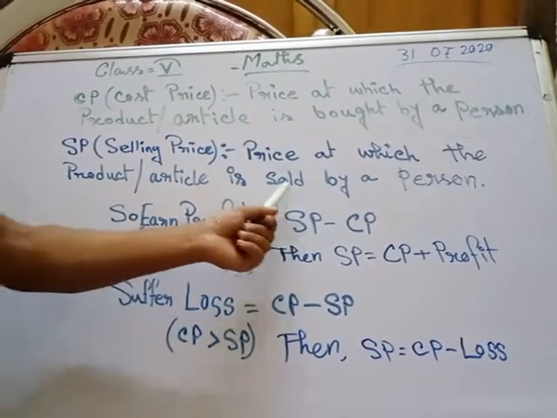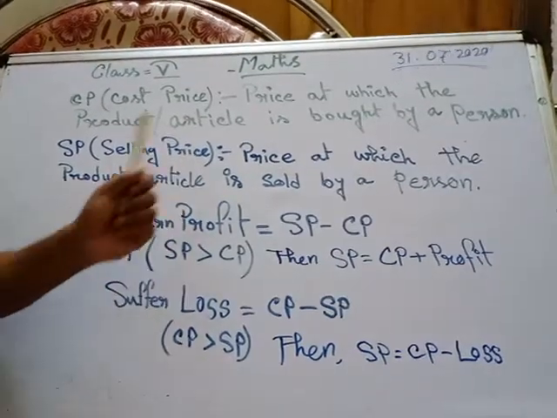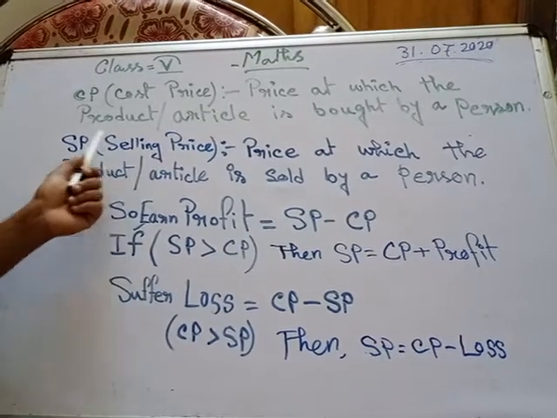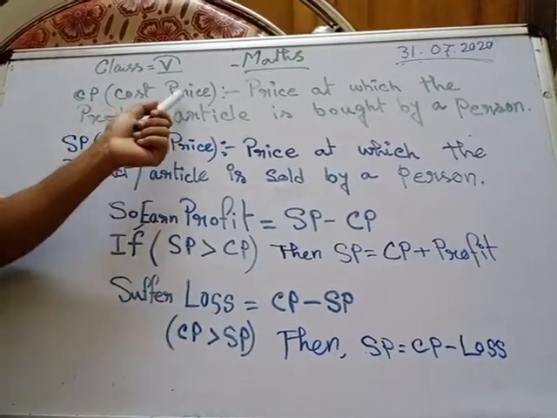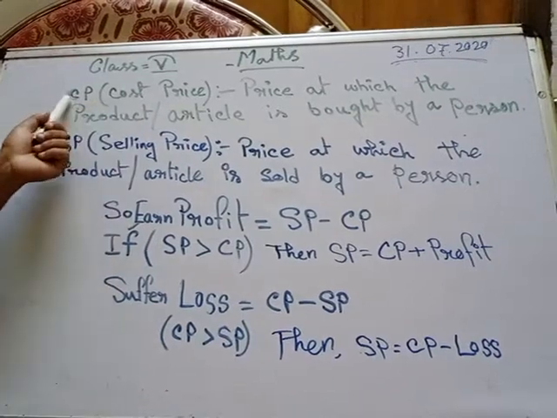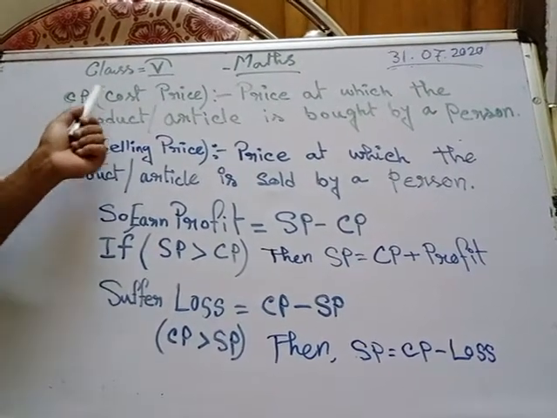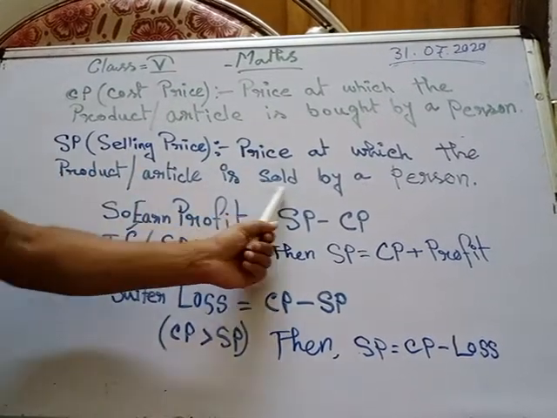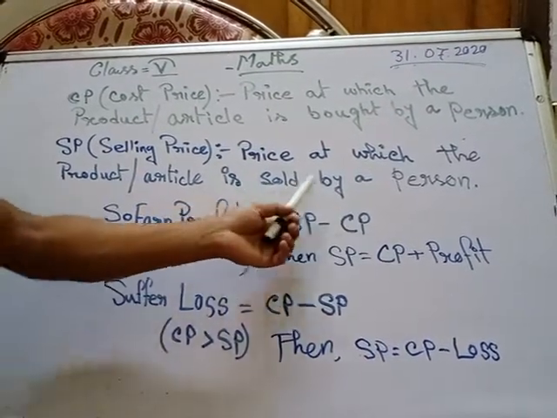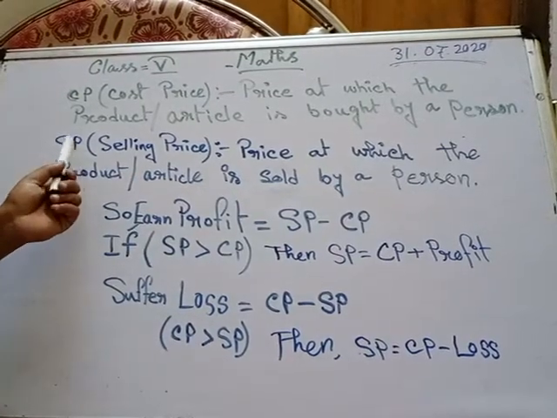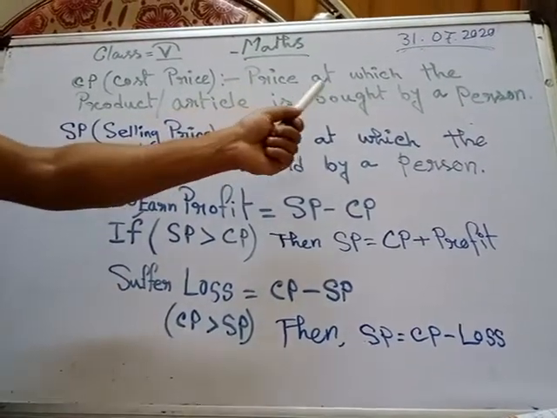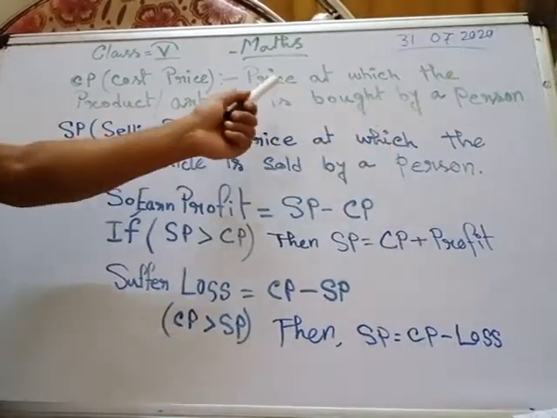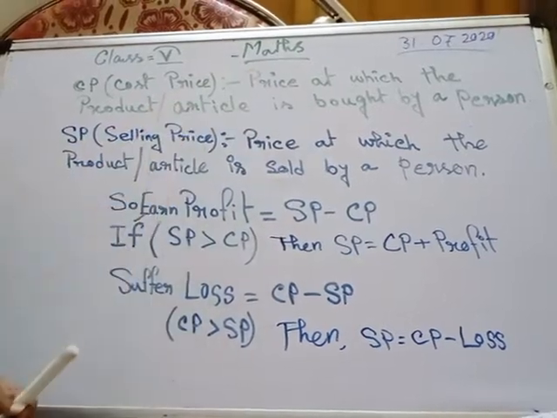If anything is sold by a person, it is the selling price, also called SP: S for selling, P for price, and for cost price, C for cost, P for price. CP means cost price, SP means selling price. The price at which a thing is sold is the selling price, and the price at which it is bought is the cost price.